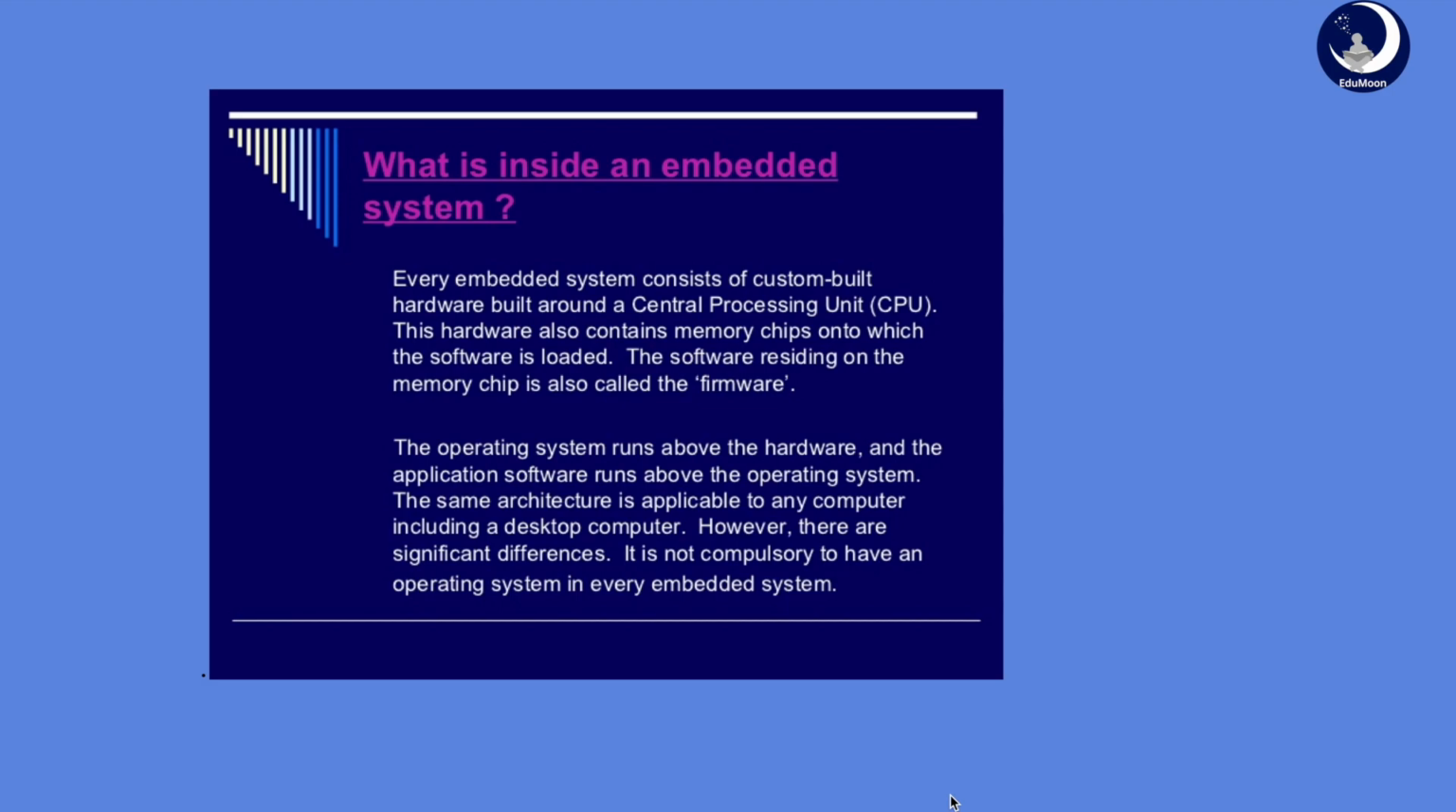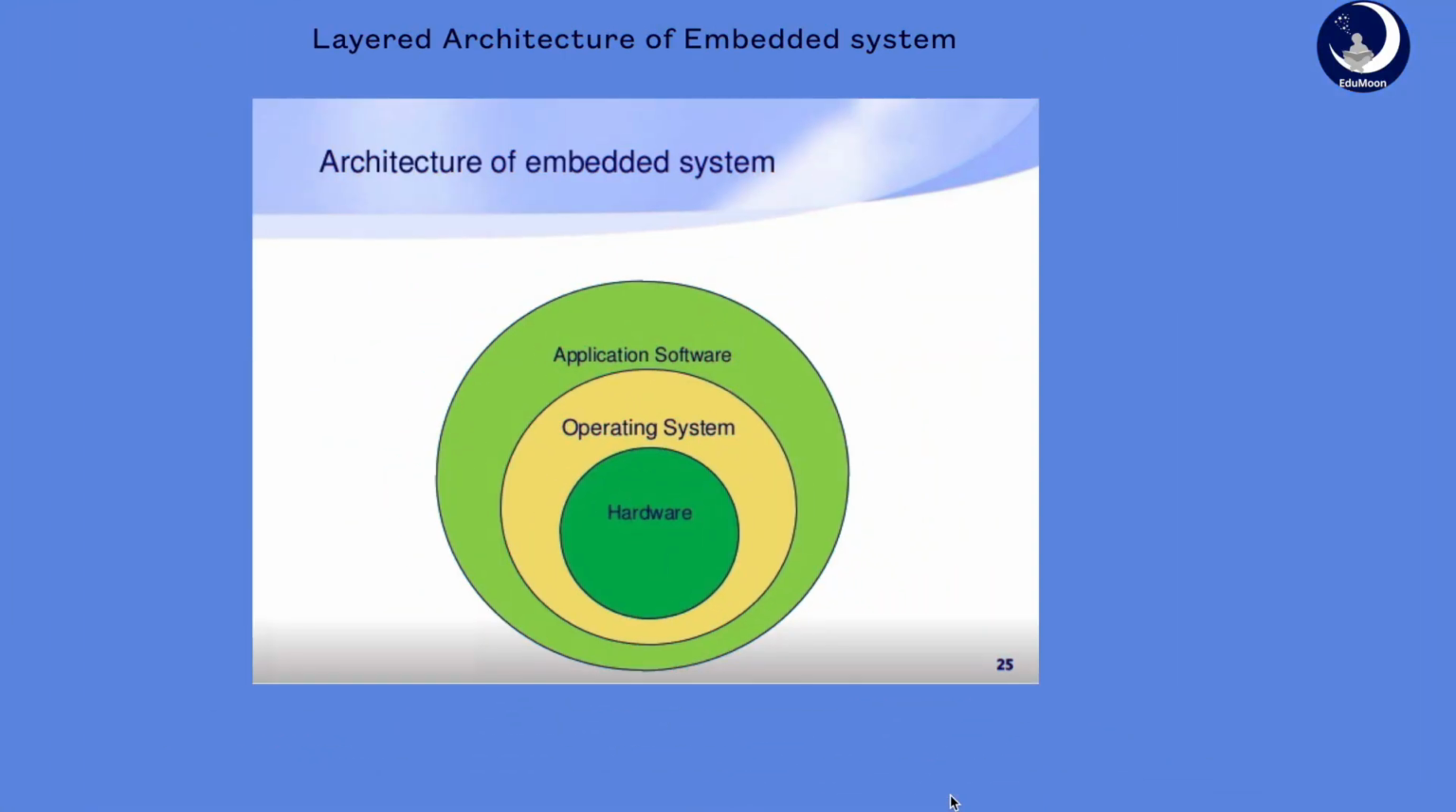Say for example, I'm just showing you the architecture of an embedded system. You got three different terms: the hardware, the operating system, and the application software. Just looking at this diagram, I'll narrate three lines. The operating system runs over the hardware, the application software runs over the operating system. What do I mean by running over? Don't worry, just remember this diagram and I'll talk in detail about this architecture of embedded system in our first lecture video.